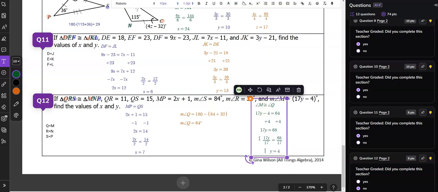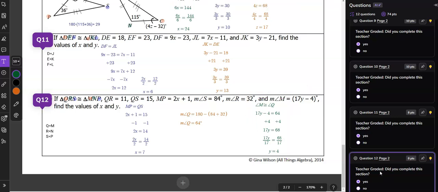Okay, so those are the notes for corresponding parts of congruent triangles are congruent, and how we would use that information. Make sure you've copied every problem down and that you have marked every problem as complete on the questions on the right-hand side.